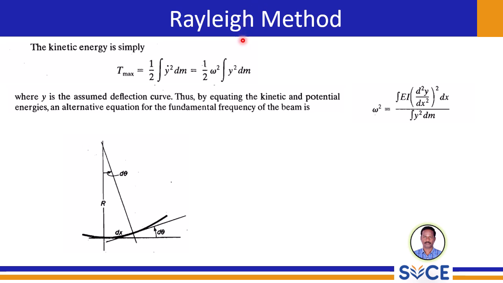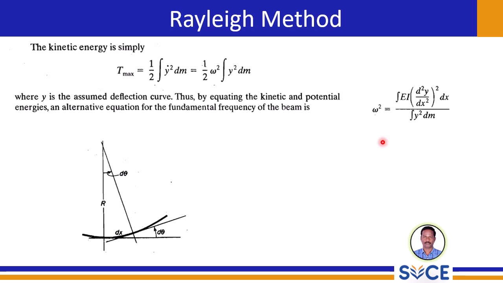The maximum potential energy is stored in the beam when it reaches maximum deflection. So for a beam in bending, the potential energy should be related to the strain energy, which is already expressed in the previous slide, that we can substitute here. So equating this potential energy to the maximum kinetic energy, where EI is the flexural rigidity of the beam, we get the fundamental natural frequency of the beam.